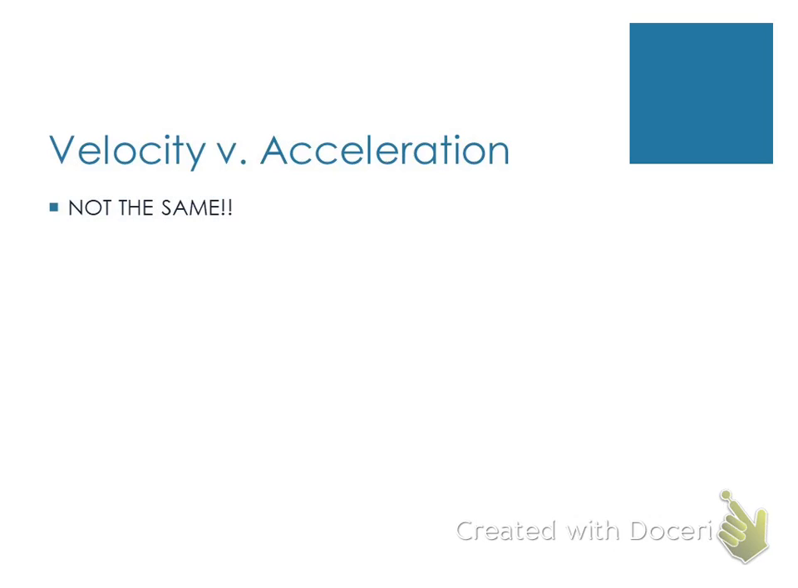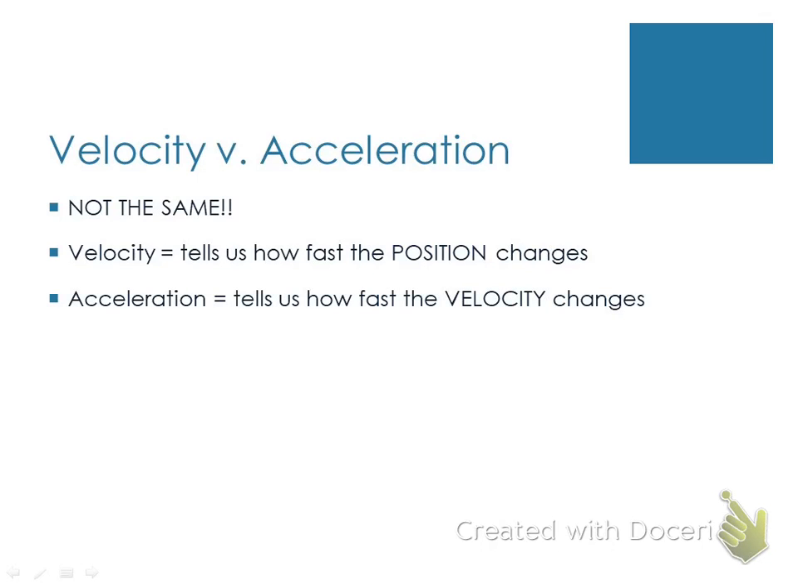Wrap up here. Velocity and acceleration are not the same thing. They don't have the same units. They don't tell us the same thing. So don't just think because they're part of a motion that they're the same. Velocity tells us the rate, or how fast our position is changing. And acceleration tells us how fast our velocity is changing. So that's the difference between these two. One of them tells us the rate at which our position changes. Acceleration tells us the rate at which our velocity is changing.